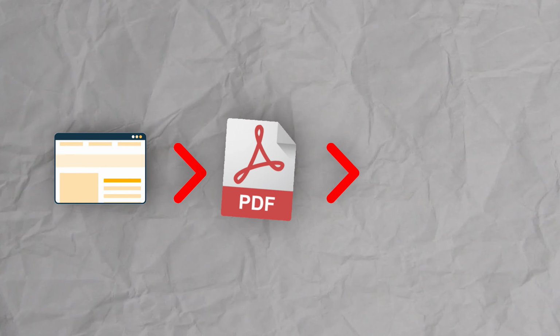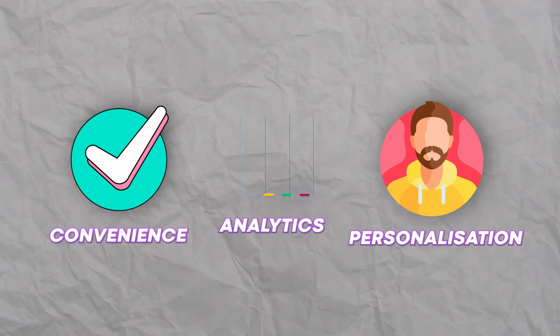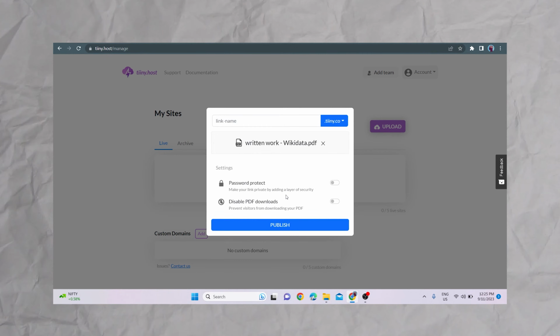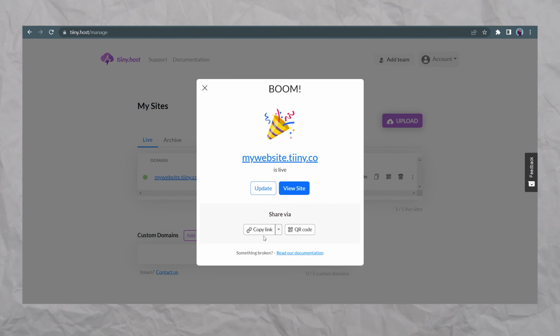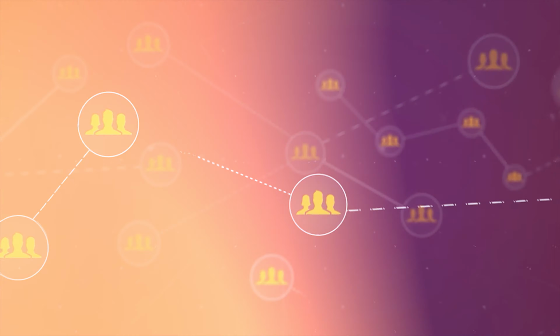But wait, there's more. With your website now in PDF mode, you can easily host it with tiny.host. Now, this platform isn't just about hosting, it's about convenience, analytics, and personalization. Simply drag and drop your PDF into tiny.host, and within seconds, you'll have a shareable link. You can then easily share it with friends, colleagues, family, or anyone that just might benefit from the content.